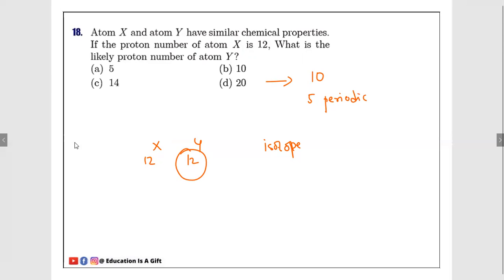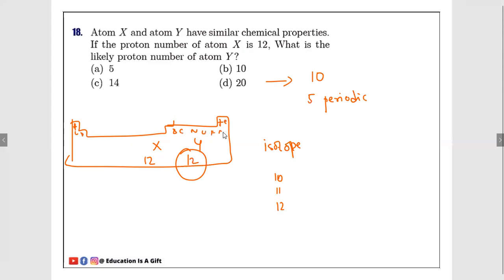Periodic classification of elements. If you observe the periodic table, you can find elements. So what is this 12? 12 means it is 10 argon, 11 sodium, 12 magnesium. Here: hydrogen, helium, lithium, beryllium, boron, carbon, nitrogen, oxygen, fluorine, neon. Here: sodium, magnesium, aluminum, silicon, phosphorus, sulfur, chlorine, argon.